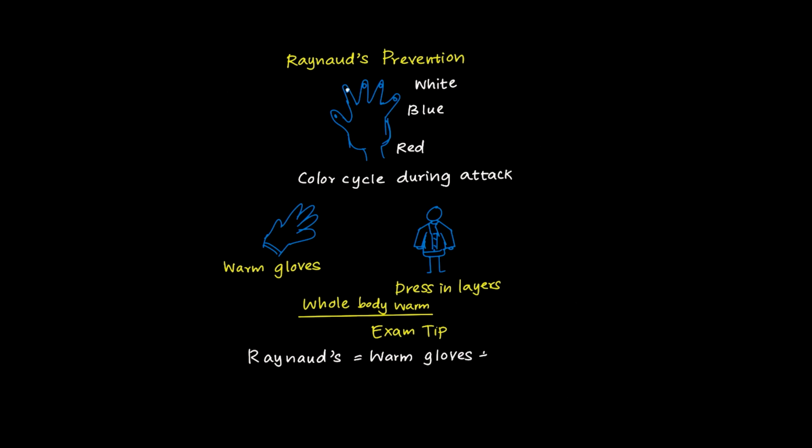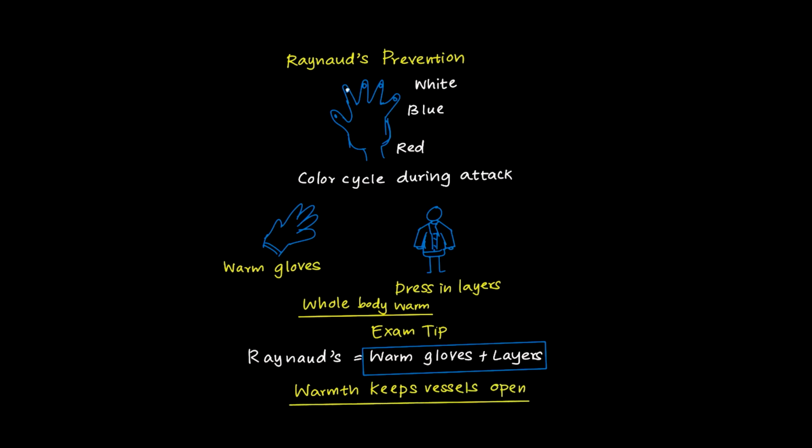Here's a WGU D446 OA exam tip for you. Raynaud's prevention is always about keeping the whole body warm, not just the hands. Recall hook. Cold triggers clamp, warmth keeps vessels open.